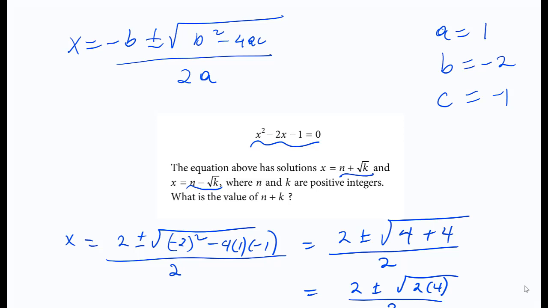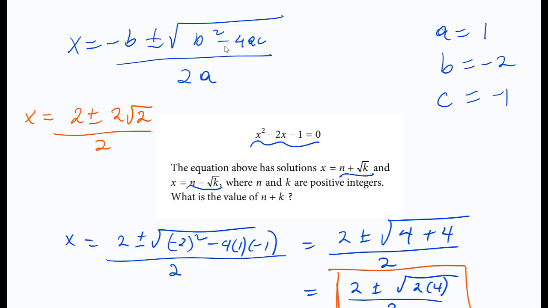To simplify this, we're going to continue. So here we're going to have x equal to 2 plus or minus the square root of 8, which is going to be 2 square root of 2, and then we're going to have that divided by 2. Divide everything now by 2. We're going to get x equal to 1 plus or minus the square root of 2.